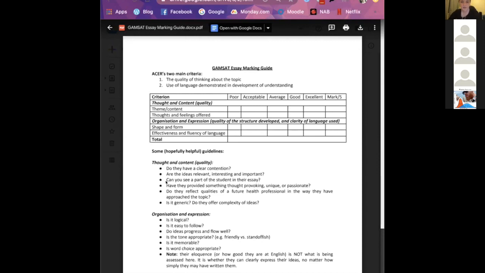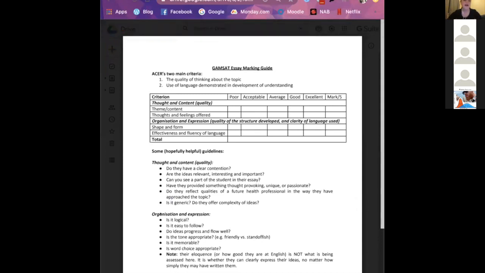Absolutely. Can you see a part of the student in their essay? That's something I like to ask myself. Can I see something about them? Like in the example I gave, hopefully they would see passion in the things that I would say about the ethics behind resource distribution. Do they reflect qualities of a future health professional? And is it generic? That's what I was talking about in my breakdown, that I really liked that they added a complexity so that their argument moved from being really generic and being the same argument that a lot of other people would be writing about. They offered a complexity. So these are the questions I ask myself to be able to answer that.